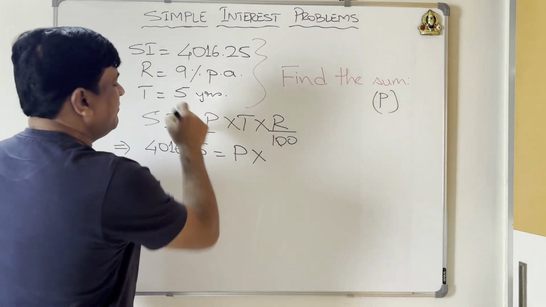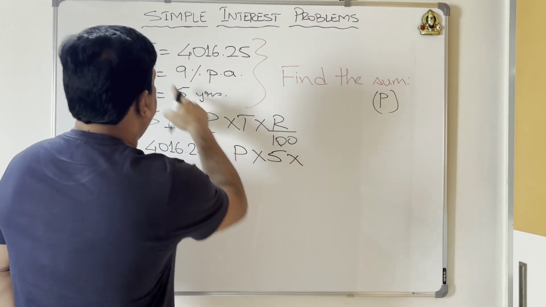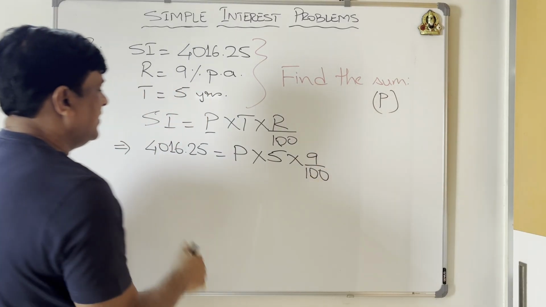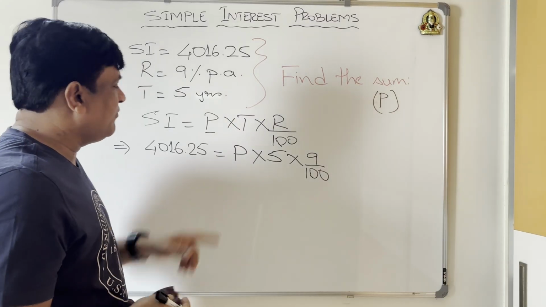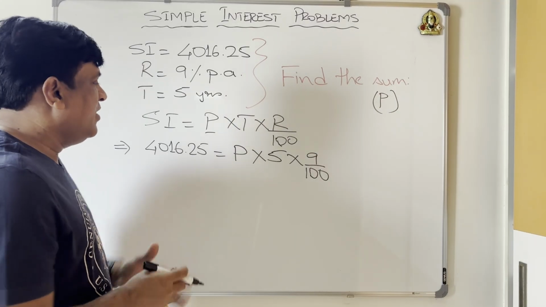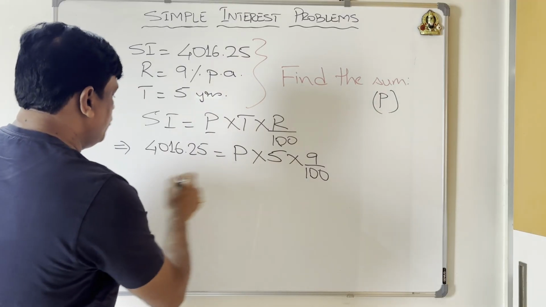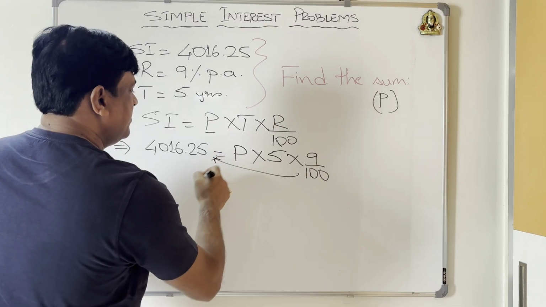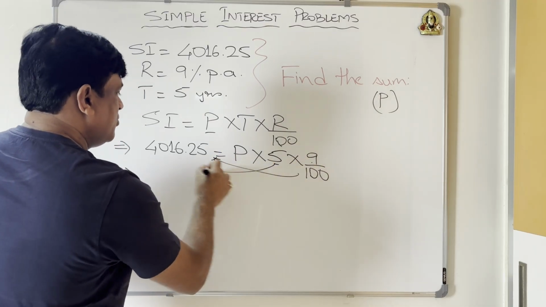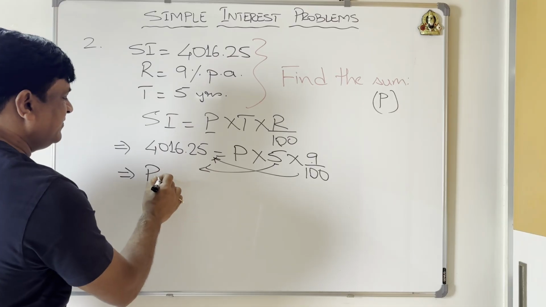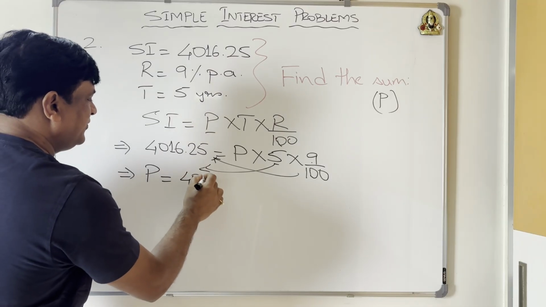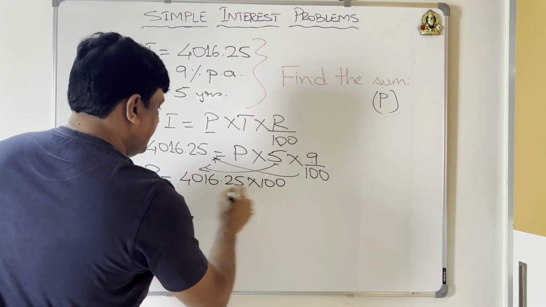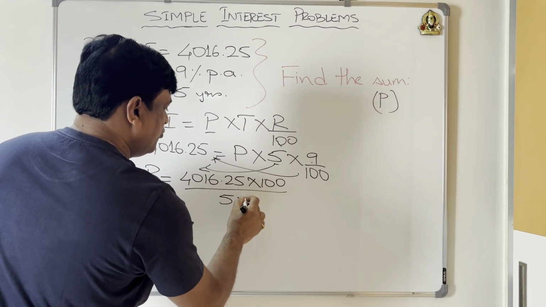What is the time they have given? 5 years. And what is the rate they have given? 9%, 9 by 100. So now if you look at it, this is in the form of an algebraic equation where you need to find the value of P, right? So what are we going to do? We are going to do cross multiplication over here, right? I'll bring 100 over here and this 5 and 9 to the denominator. So I can write it like this. P is equal to 4016.25 into 100 divided by 5 into 9.